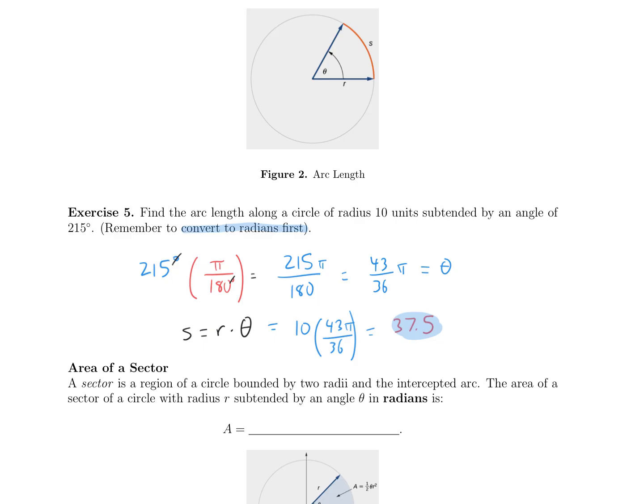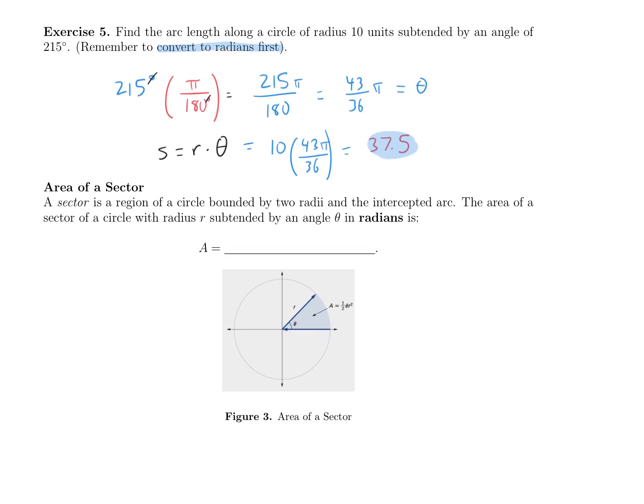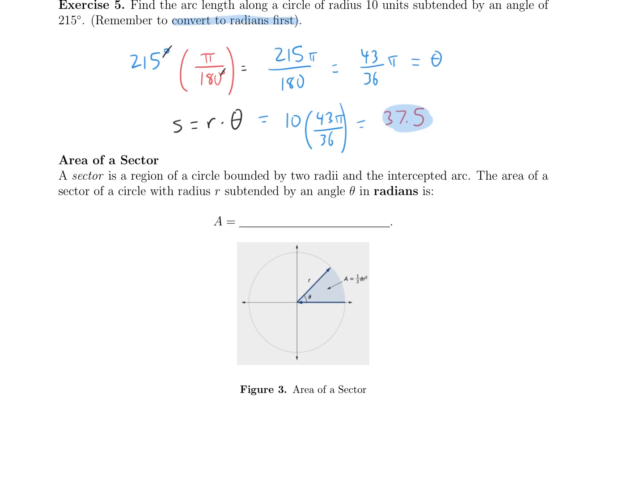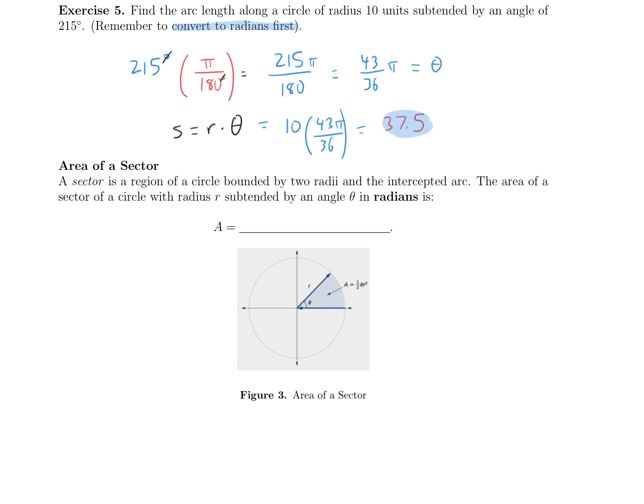Okay, let's look at the next topic, which is the area of a sector. So here's a sector of a circle. It's shaded in blue. To find the area of that, the formula is given by A equals 1/2 theta r squared. You can see the formula here. It's a little small, but there it is. So that's how you would find the area of a sector.